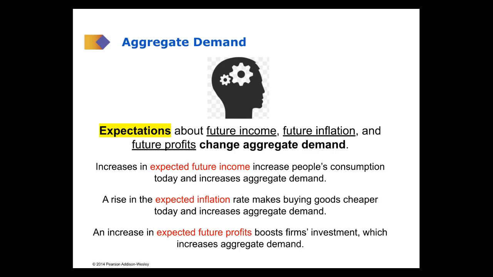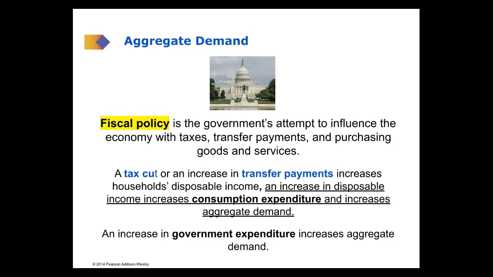So all of these factors, all of these expectations about the future, can affect what aggregate demand is today, making it greater or less today based on future expectations. Now, fiscal policy also matters. Fiscal policy is when the government spends money to achieve macroeconomic objectives.